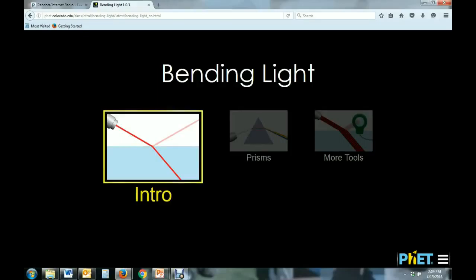In this video, we are going to be looking at how light behaves when it goes from one medium to another. Here is the simulation as it appears when you first open it up. I'm going to click on Intro.